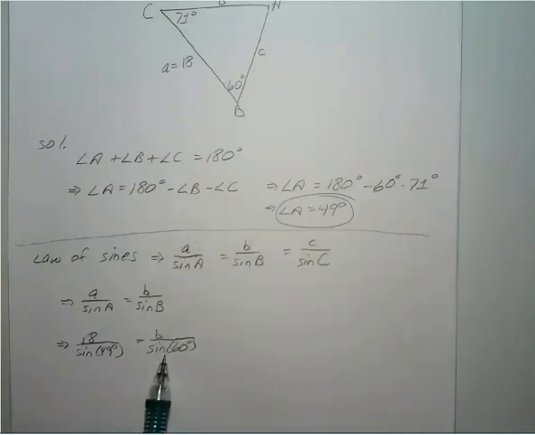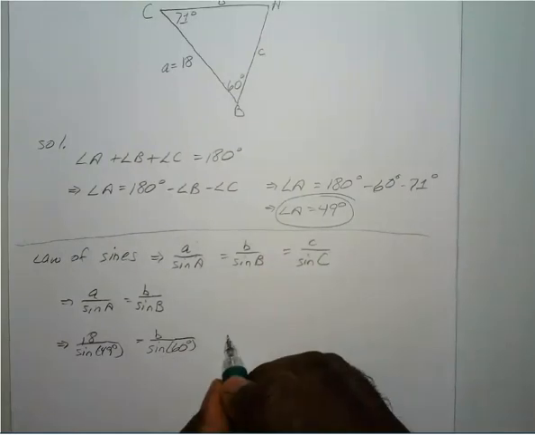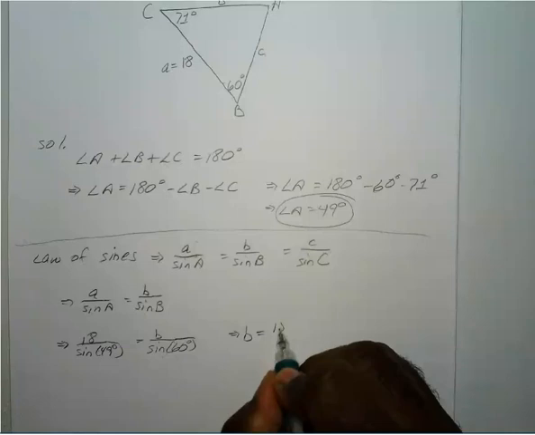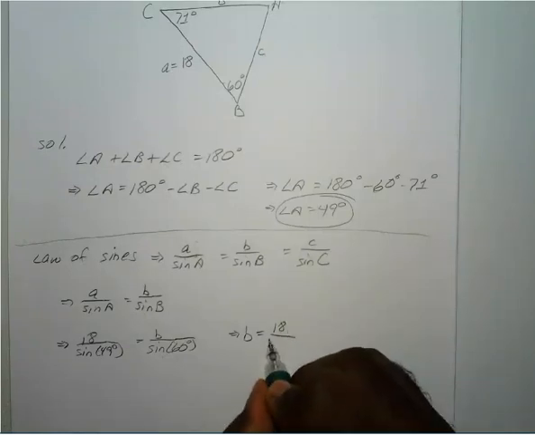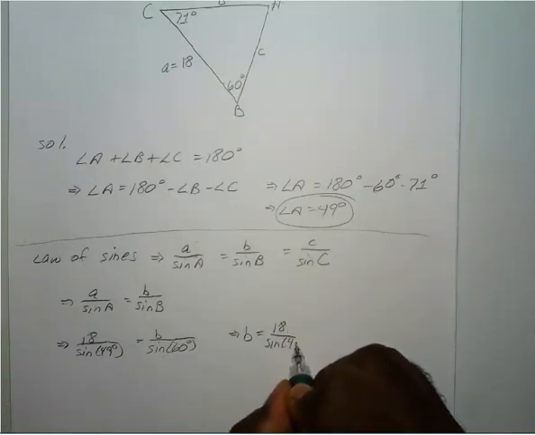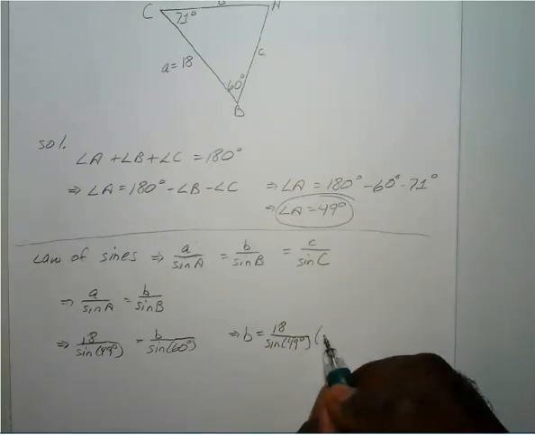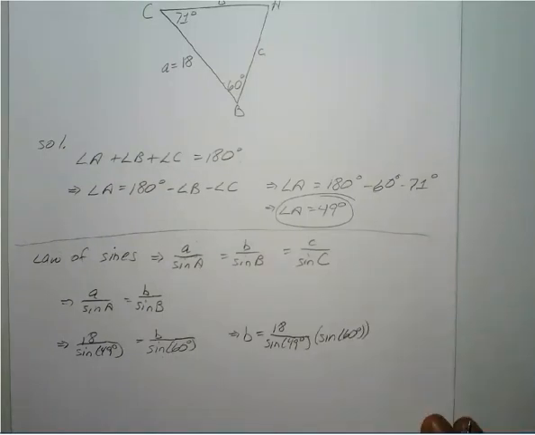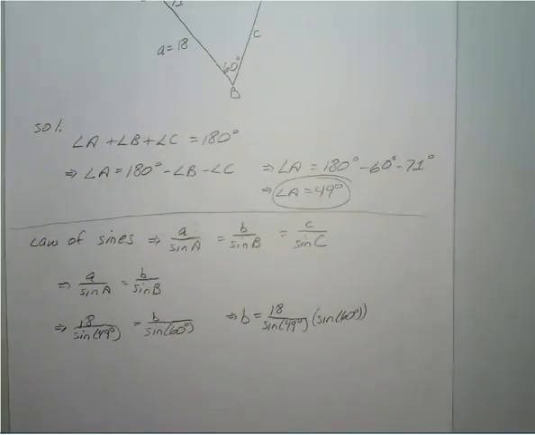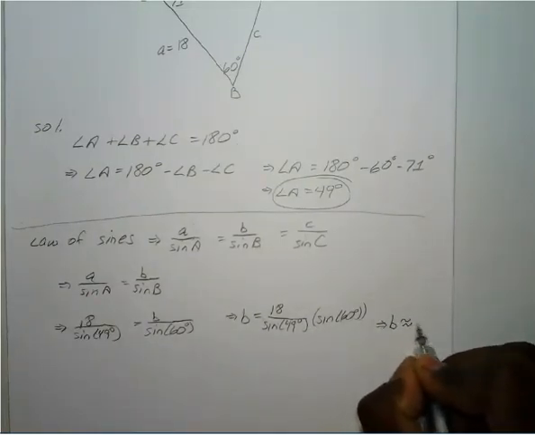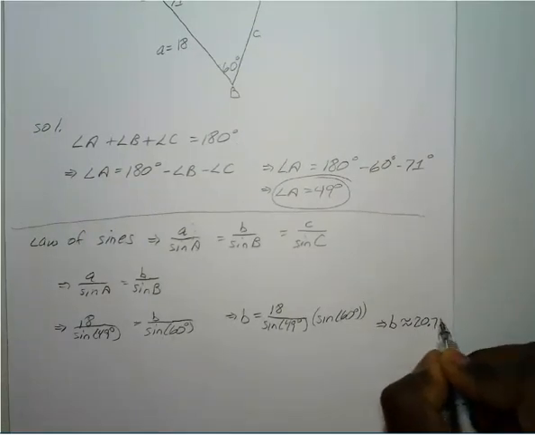So if we multiply both sides by sine of 60 degrees, we know that B would equal 18 over sine of 49 degrees times sine of 60 degrees. Okay, plug this into your calculator, and you will see that side B is approximately equal to 20.7.